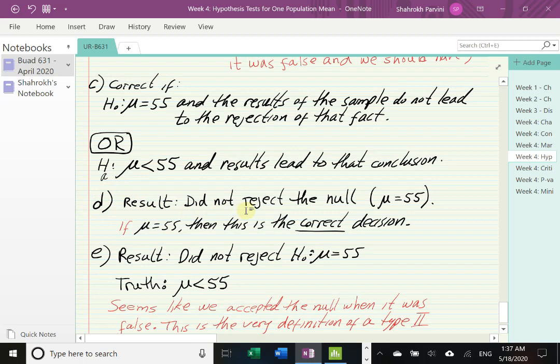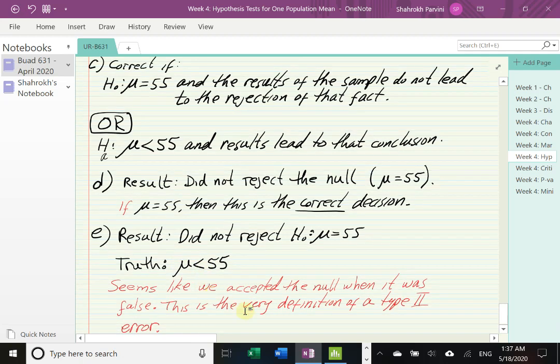In part D, the result didn't reject the null. If the mean is 55, then this is a correct decision. And in part E, we did not reject the null, just like in part D. Remember, the conclusion was they did not reject the null. But the truth is that they should have. Okay, so for this one, we committed a type 2 error.